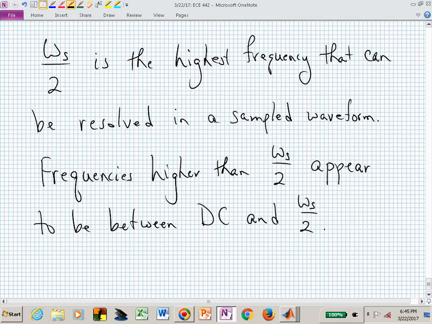And I'm not going to have time to go through all of that, I may do that after the fact, but now what would happen if I would have a frequency that's higher than omega sub s over 2? Then that's going to get folded over that Nyquist frequency, or the omega sub s over 2 location, and it will appear as if it was between DC and omega sub s over 2. And we'll have to pick up at that point, or I'll supply that information online after this lecture.